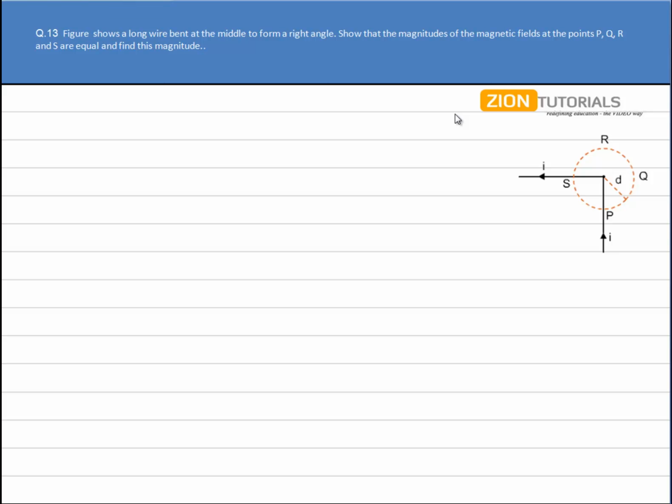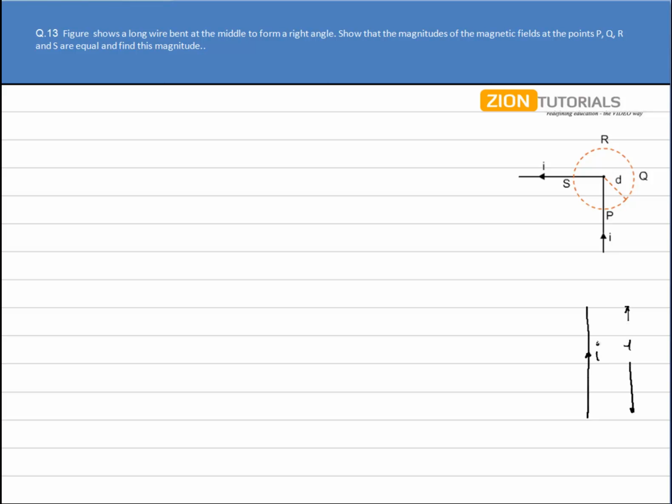Figure shows a long wire bent at the middle to form a right angle. Show that the magnitude of the magnetic field at P, Q, R and S are equal, and we have to calculate its magnitude. Now first of all, let's say this is my straight current carrying conductor of length, let's say L.